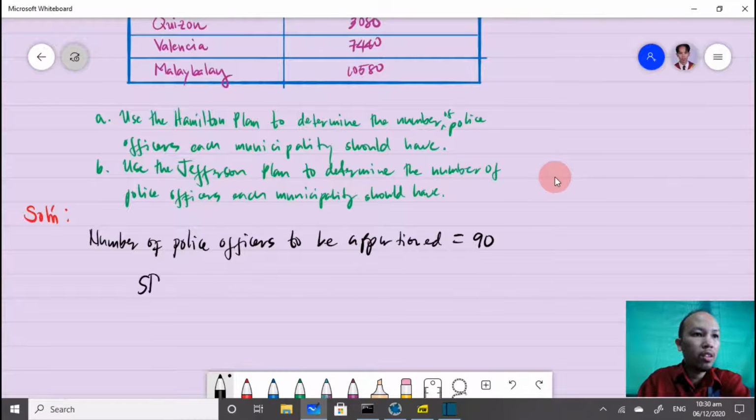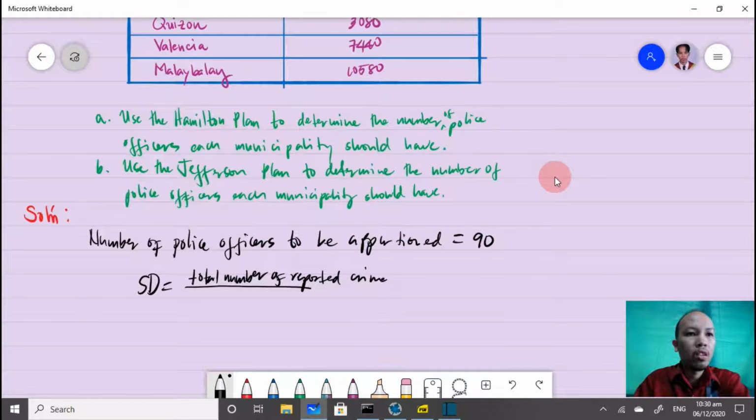Okay, so SD is this one. This is the total number of reported crimes, and the denominator is the number of police officers to be apportioned.